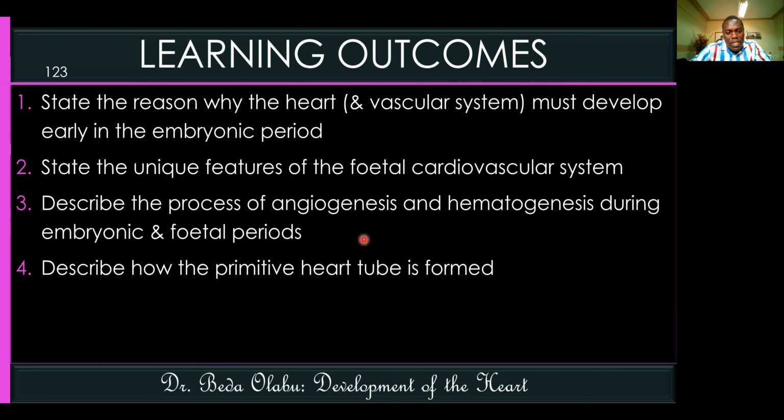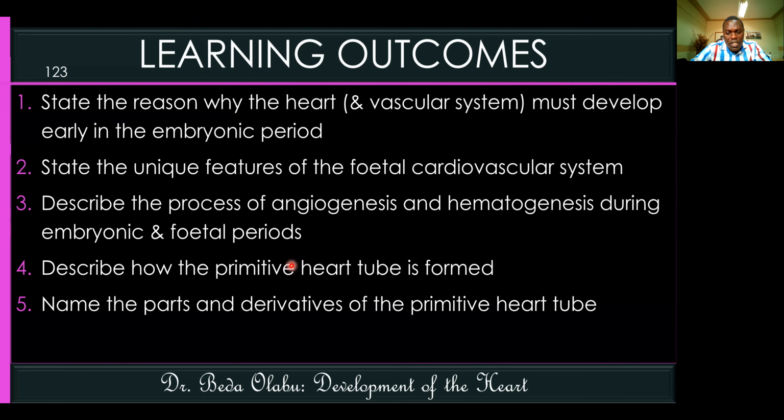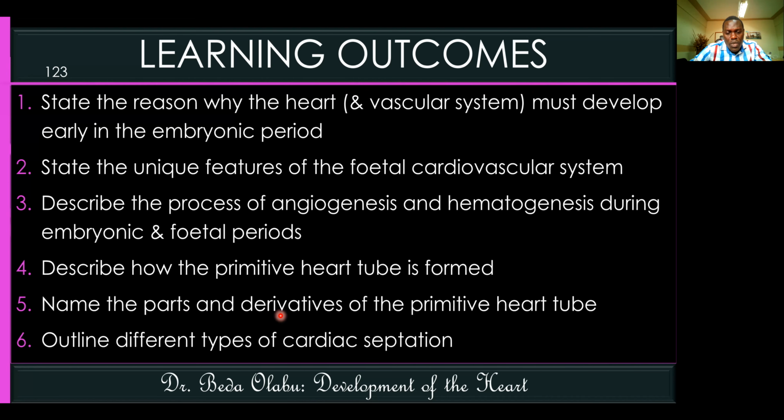The structure that becomes the heart is initially just one tube. We call it the primitive heart tube. We are going to see how that primitive heart tube is formed. That primitive heart tube has different segments, so we are going to see what those segments become. For them to become the things they become, those segments must undergo septation so that you have 4 chambers. And so we're going to see the different types of septations in the heart.